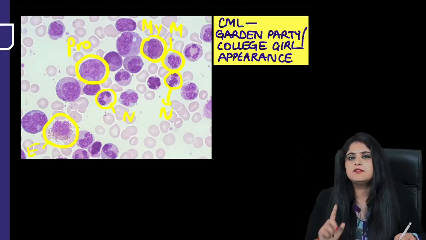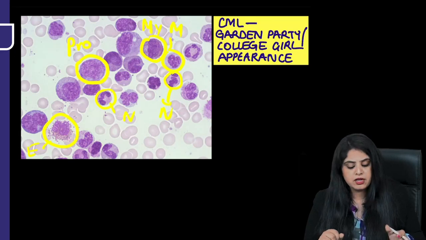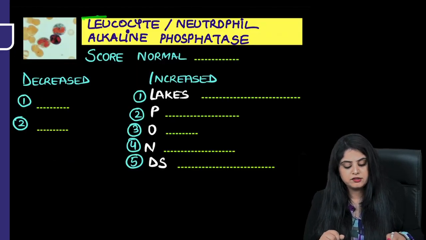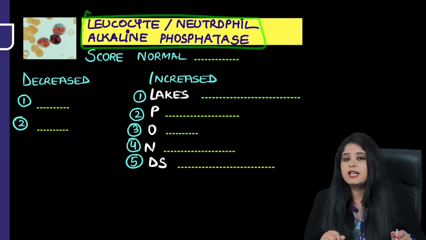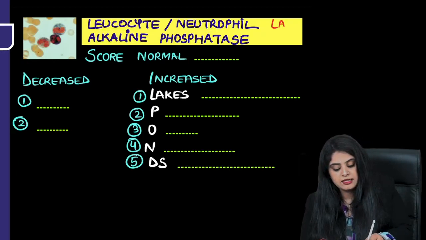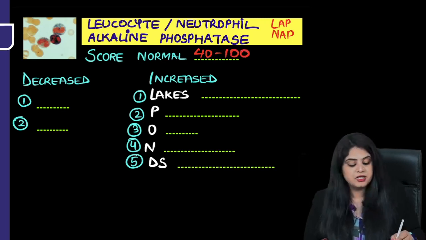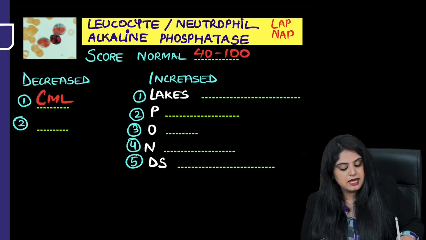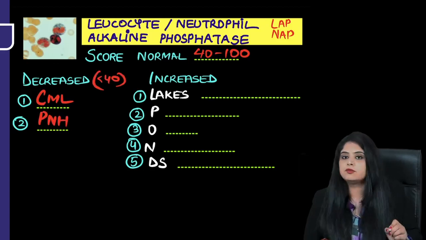Is there any stain for CML which is very, very important that you all have to know? I hope you all know there is a score that we study called the neutrophil alkaline phosphatase or the leukocyte alkaline phosphatase score. Either say LAP or say NAP, whatever you want to call it. The normal score lies between 40 to 100. So remember, in CML and in PNH, this is less than 40.